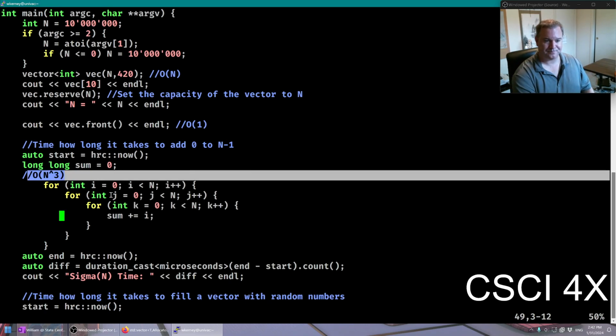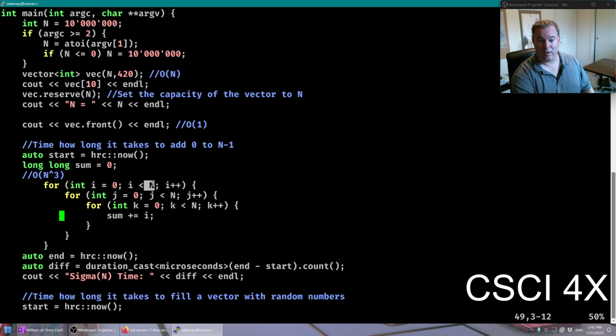You guys understand? If N is 1, it does 1 times 1 times 1. It will do this once. If N is 2, it'll do this 2 times 2 times 2. It'll do this loop twice. Each time that loop runs, it runs this loop twice. Each time that loop runs, it runs that loop twice. 2 times 2 times 2, 8.